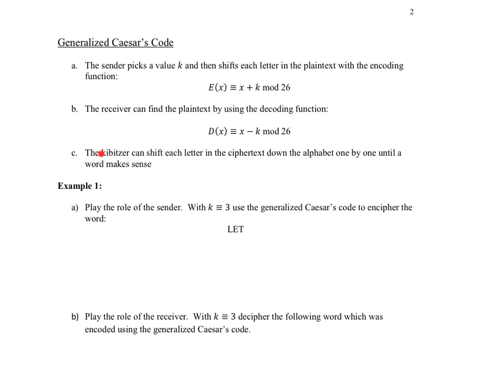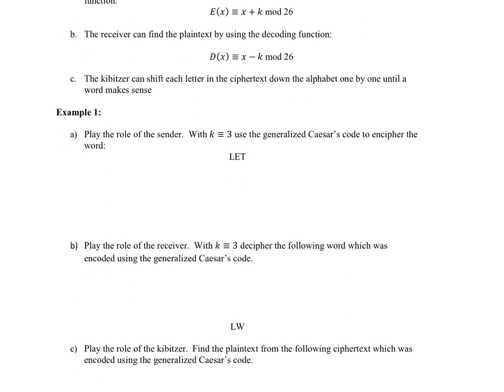So what the kibitzer could do, if they felt like, oh, I think that the generalized Caesar's code might have been used to encode this gibberish, they could shift all of the letters until they noticed one that was making the words come out as sensible things. So let's go through an example, and then I'll get you to try something on your own.